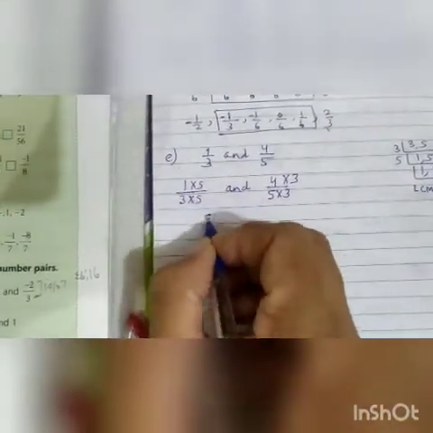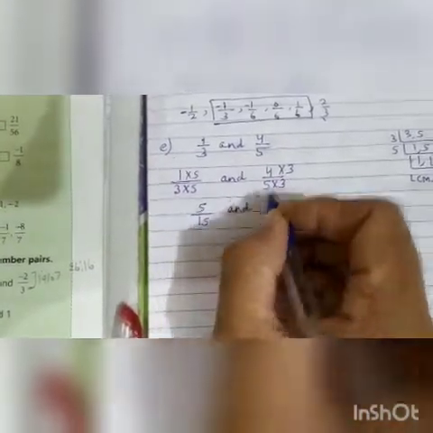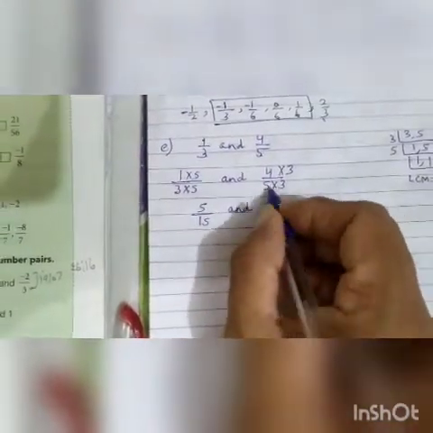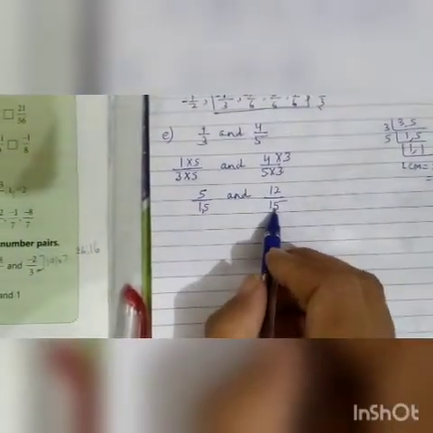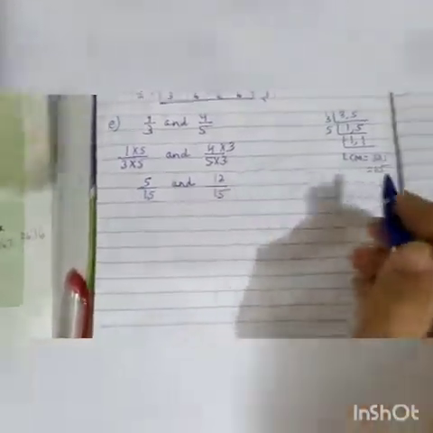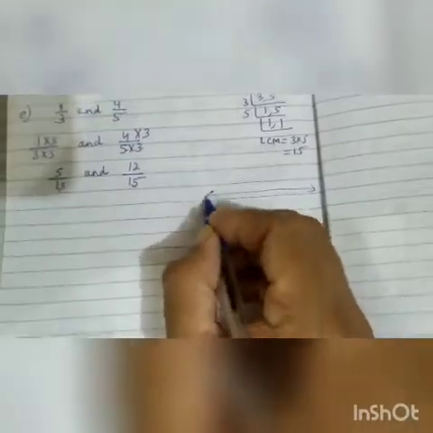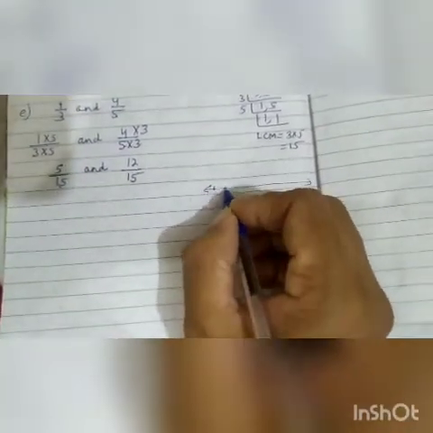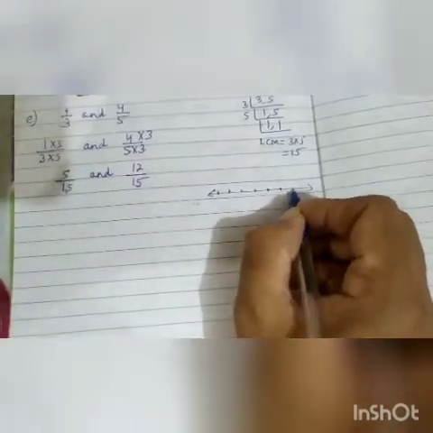5 ones are 5 upon 3 fives are 15, and 4 threes are 12 upon 5 threes are 15. Now both the denominators are the same and their numerators are 5 and 12. So first we will check on the number line whether there are 4 rational numbers between them or not.